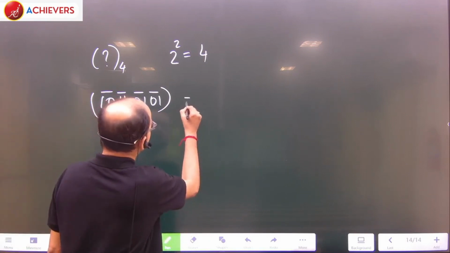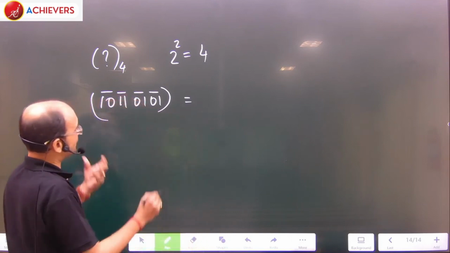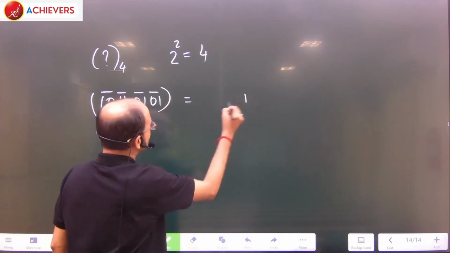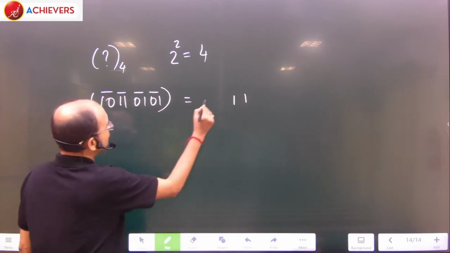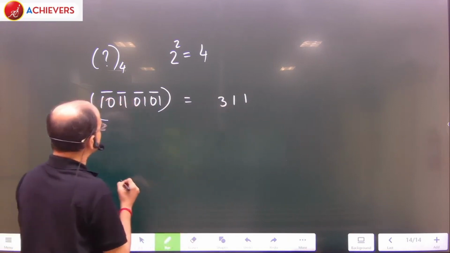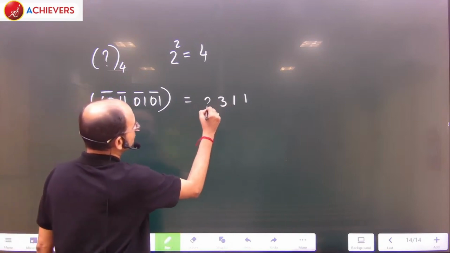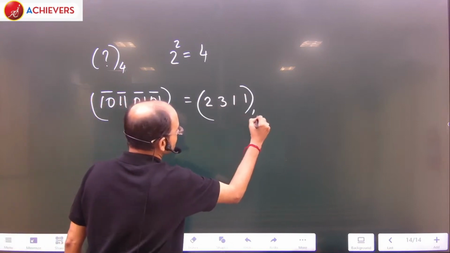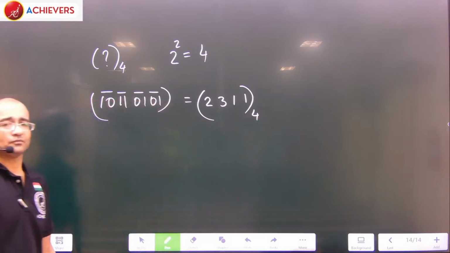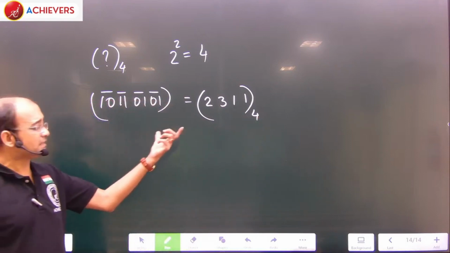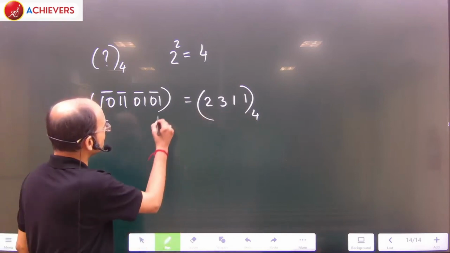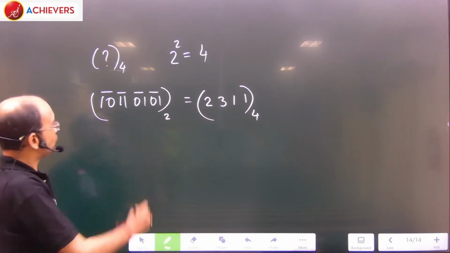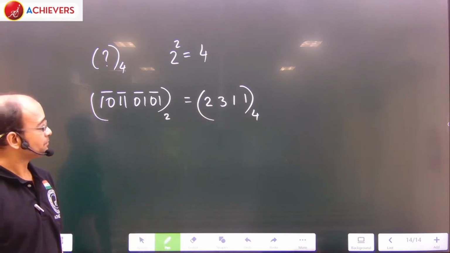So this will be, if we consider from right to left, 01 is 1, 01 is 1, 11 is 3, and 10 is 2. So this is the tetranary number system equivalent 2311 based on 10110101.